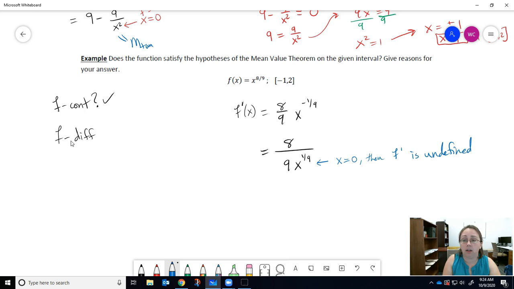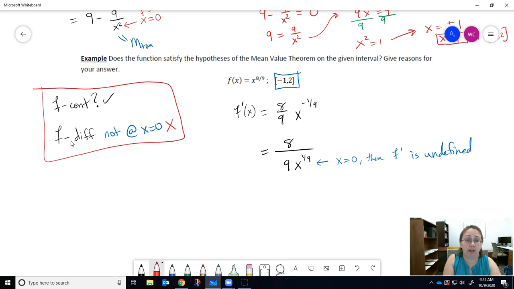What does that mean about the condition? f is not differentiable at x equals 0, which is inside of our interval that we're interested in. So the answer is no, we don't satisfy that requirement. So we were continuous but not differentiable, so the mean value theorem does not apply.